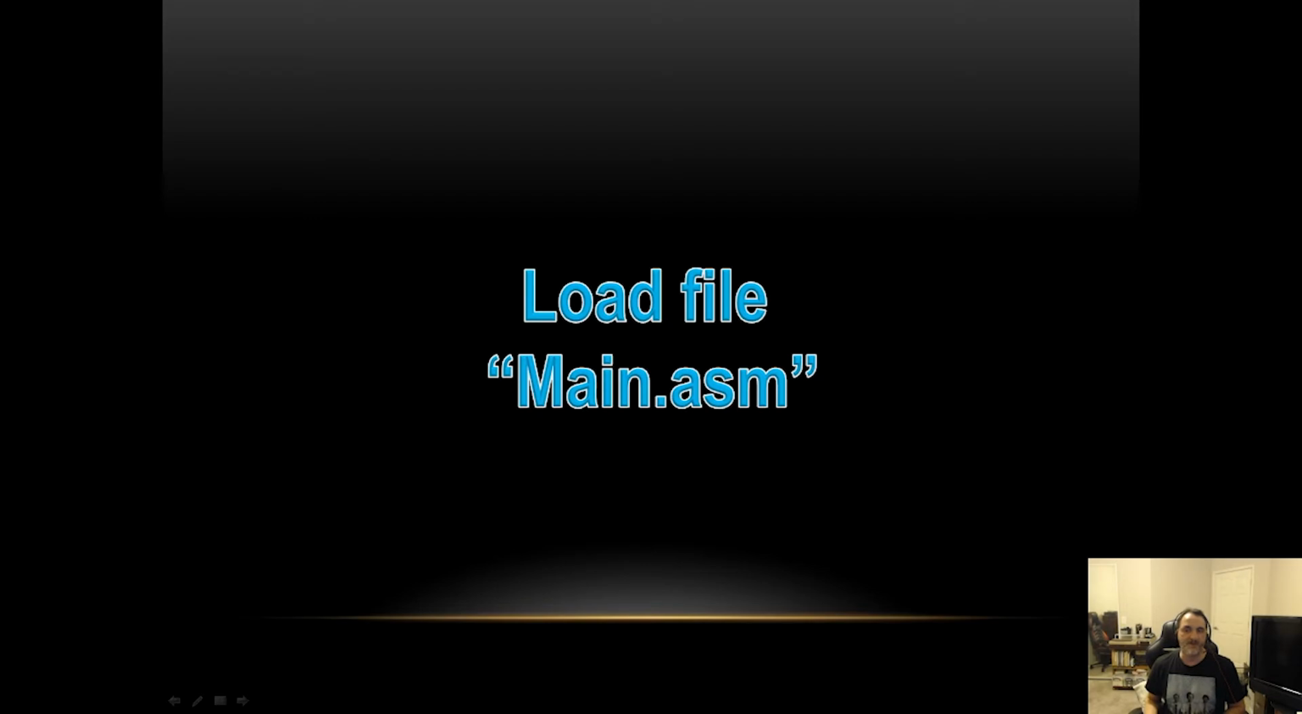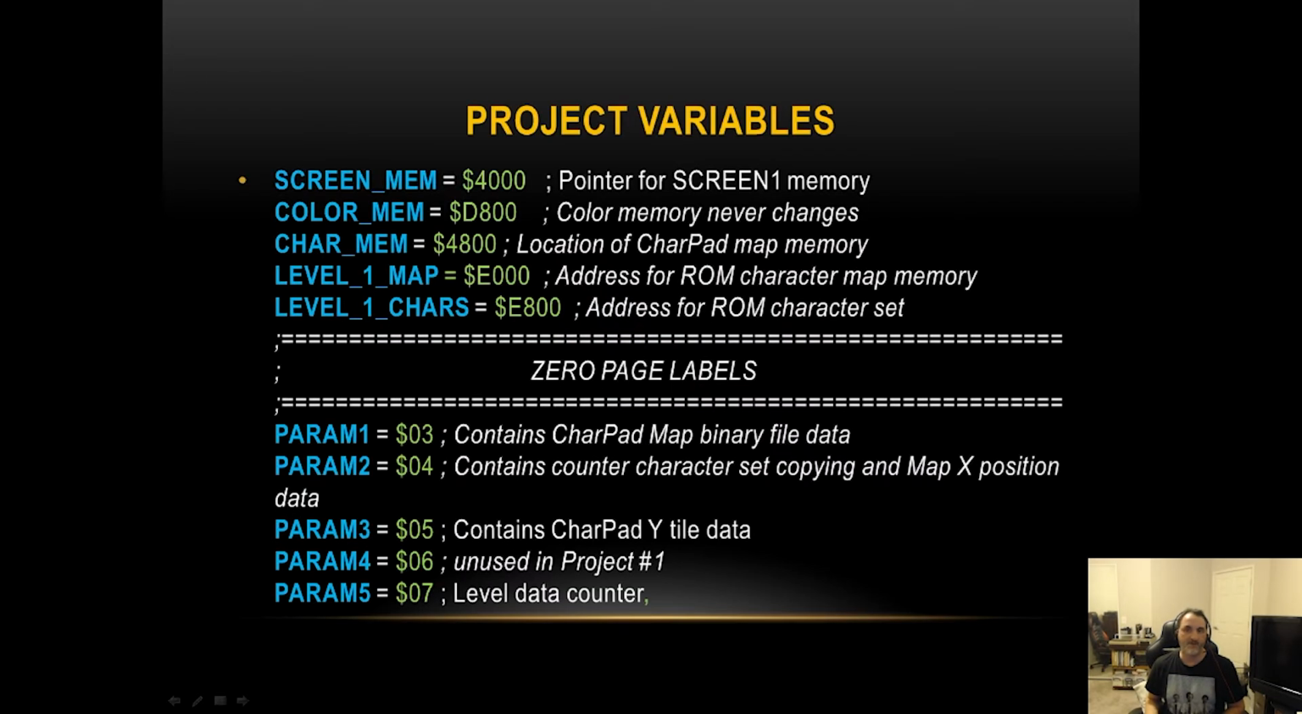The next one, this is the main file, main.asm. And here you can see I listed a set of the project variables. I won't go over all of them, but we're going to be utilizing mostly screen_mem, color_mem, character_mem, level1_map, level1_characters. Those are going to be very primarily used throughout this project.